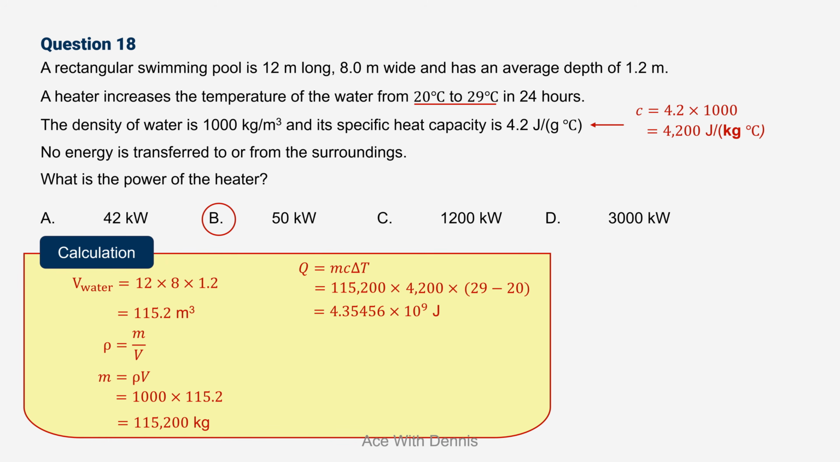Alright, now assume there is no energy loss, or the water does not absorb heat from the surroundings. Then we can calculate the power. P equals Q over the time T. So the Q we calculated from the previous calculation is 4.35456 times 10 to the power of 9. And the time given is 24 hours, so we have to convert it into seconds. Hence it will be 24 times 60 times 60, and we'll get 50.4 kilowatts. So the closest answer will be B, 50 kilowatts.